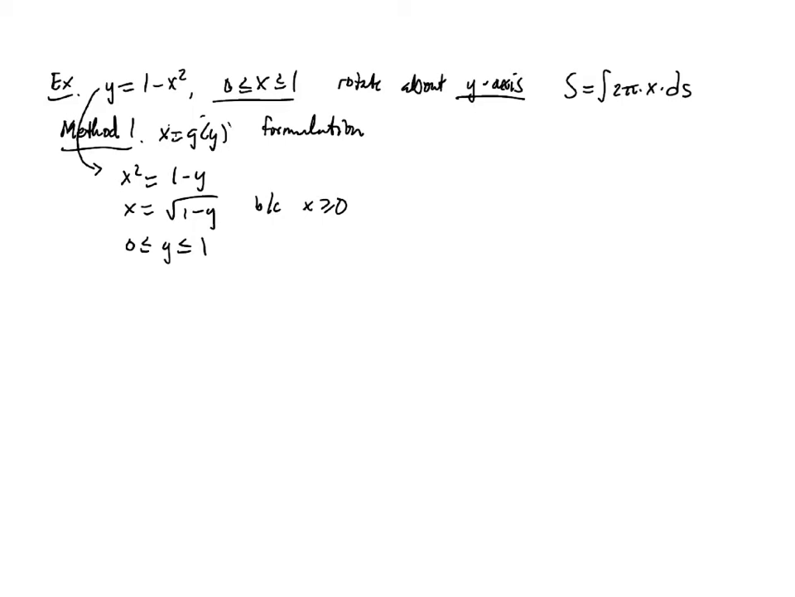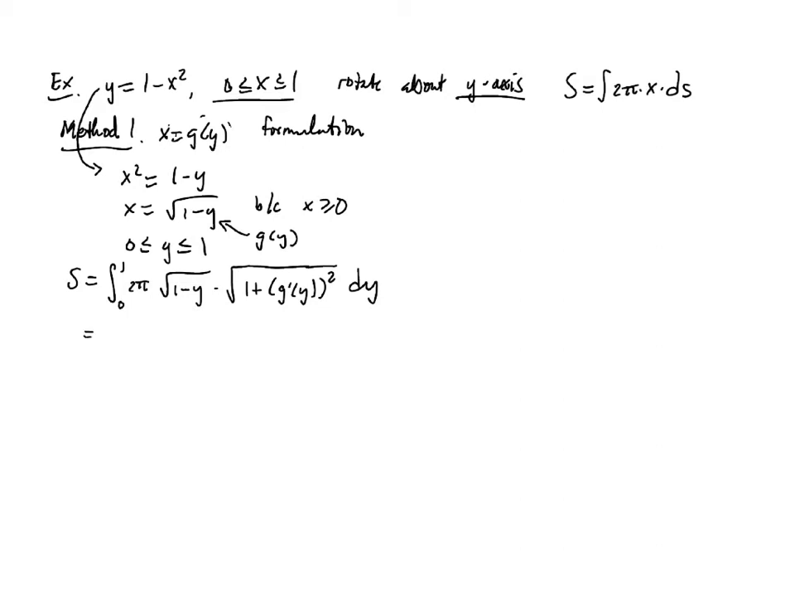Right, and so my surface area formula in this case would be the integral from 0 to 1, these are y values that I'm using, of 2 pi times x, which is my square root of 1 minus y function, times the square root of 1 plus, now I have to do g prime of y squared dy, where this is my g of y. And that ends up being a big mess of quotient stuff.